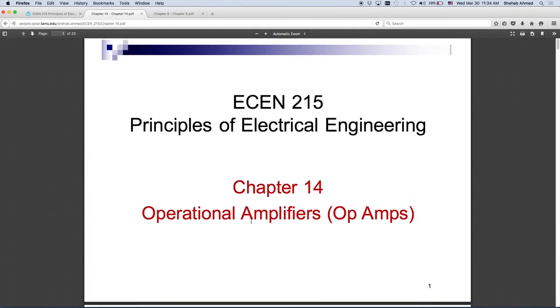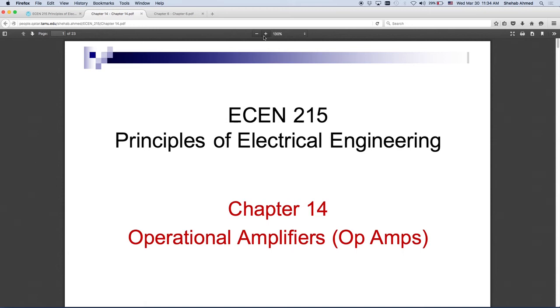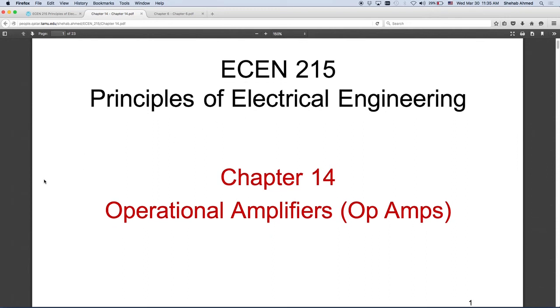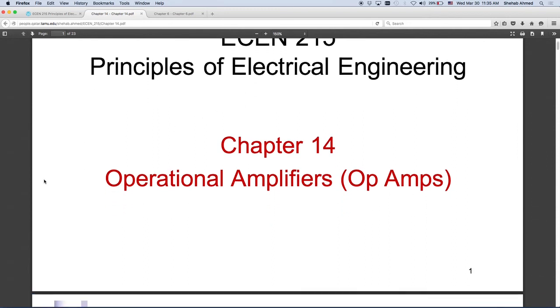So next we will do chapter 14. Chapter 14 is about op-amps. Op-amps are sort of a continuation of more circuit analysis versus doing the logic gates chapter. So we decided to do the op-amps chapter first.